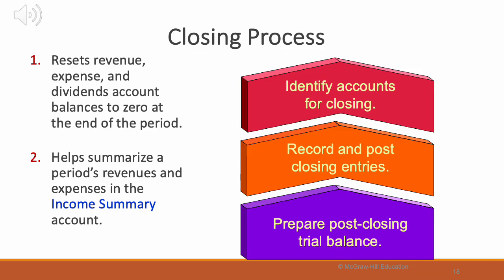Step 3. Prepare a post-closing trial balance. Finally, we prepare one last trial balance to make sure the books are balanced. This time, only permanent accounts remain because all the temporary ones are reset to zero. So, closing entries are like clearing the scoreboard at the end of a game. You record the final result, then reset everything to zero so the next game starts fresh.